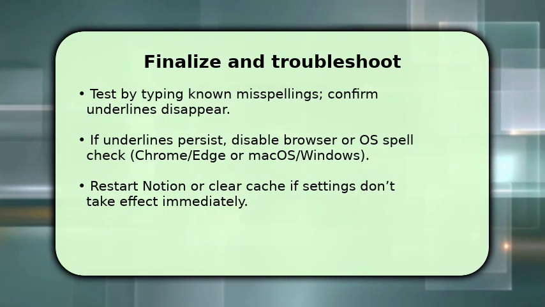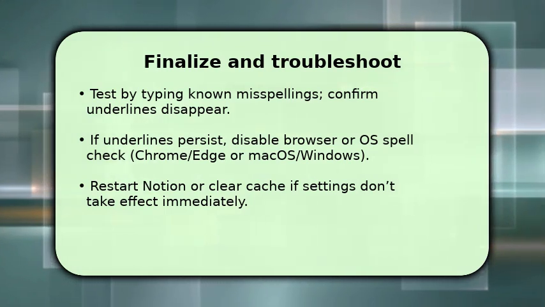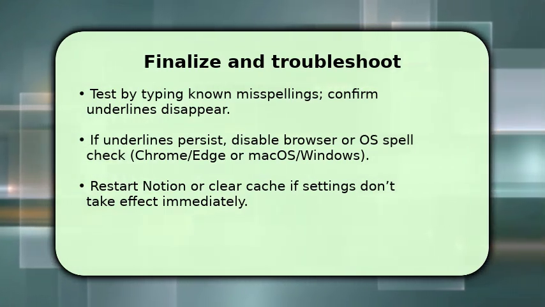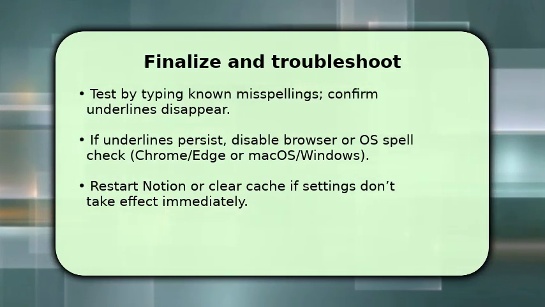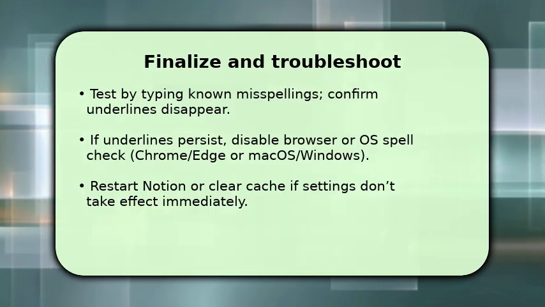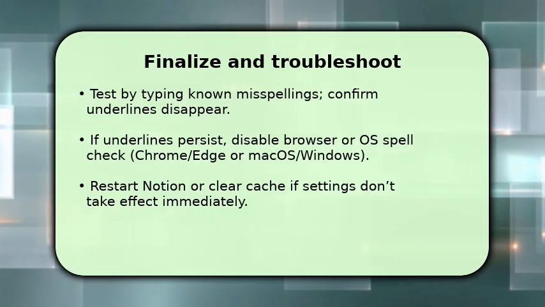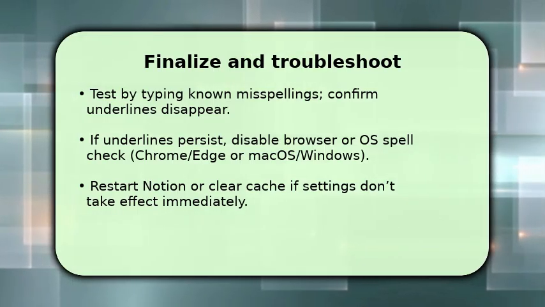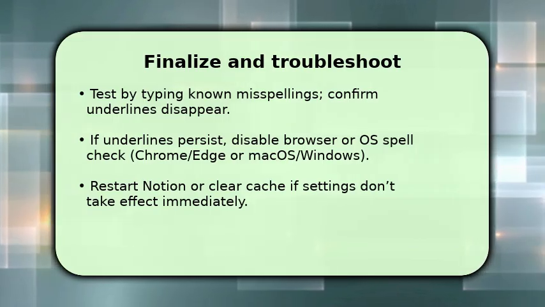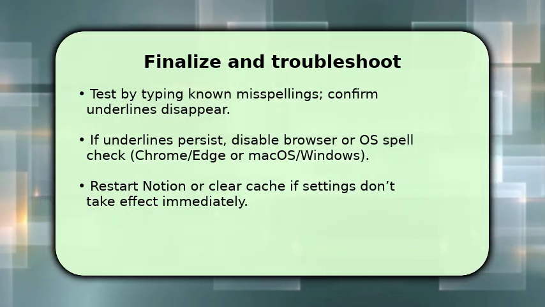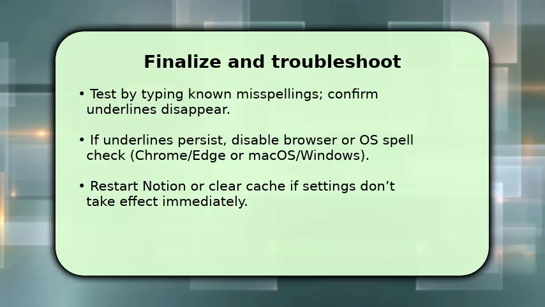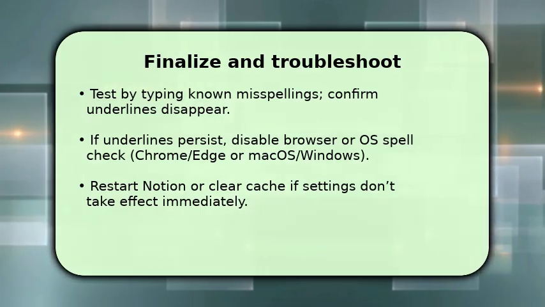If Notion still flags spelling, disable the browser spell check in Chrome or Edge settings, or turn off system text corrections on Mac OS or typing settings on Windows. Once you've adjusted those, restart Notion or clear the app cache to force settings to reload. If problems persist, sign out and sign back in. That usually resolves lingering preference conflicts.